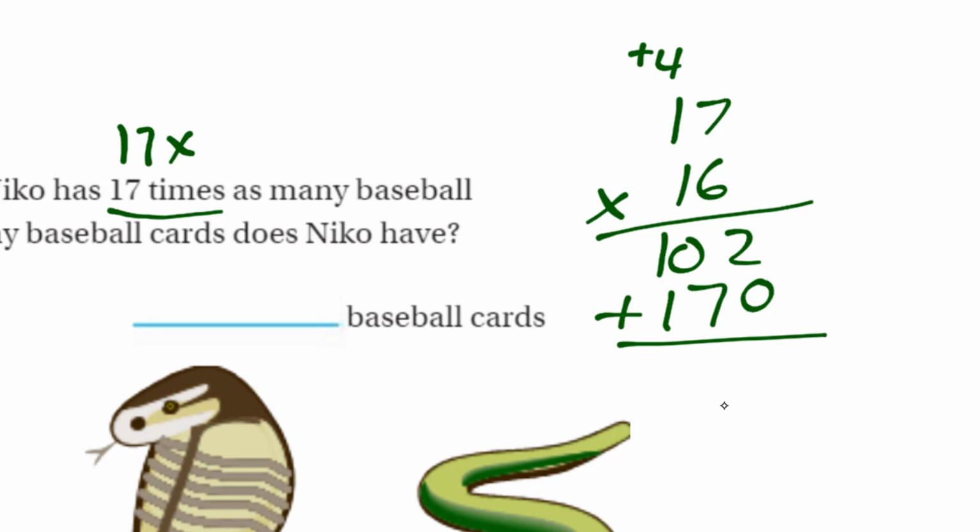Now we just simply add them together. We get 2, we get 7. 272. Why does that number sound so familiar? That's what we had up above. So I'm going to say it's 272 baseball cards. That's how many cards Nico has. I just love it when things work out.